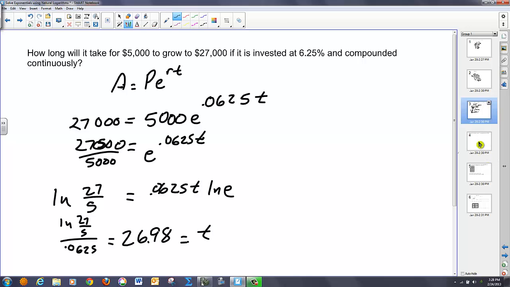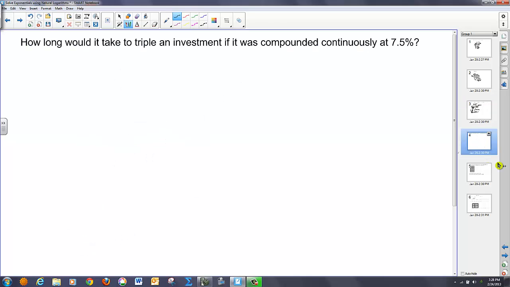Let's move to the next example. We want to know how long it takes to triple an investment if we compound it continuously. Now in this case, we aren't given a starting amount or an end amount, and it really doesn't matter. All we really need to do is say, well, I have some unknown amount, let's call it x, and it's continually compounding at 7.5%, and we want to know how long that's going to take to triple that amount x. Well, that just goes to 3x.